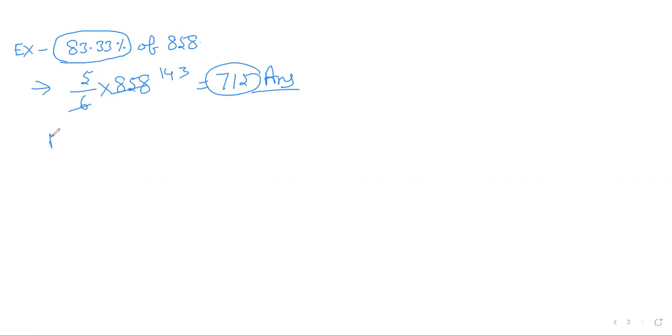Another method. So what is the method and why is it important? Sometimes, if we can't figure out how to write 83.33%, and it is not coming to your mind at first glance that yes, we have to multiply 5 with 1 by 6, then we will get 83.33%, right?